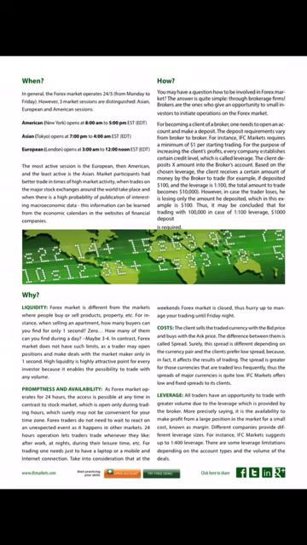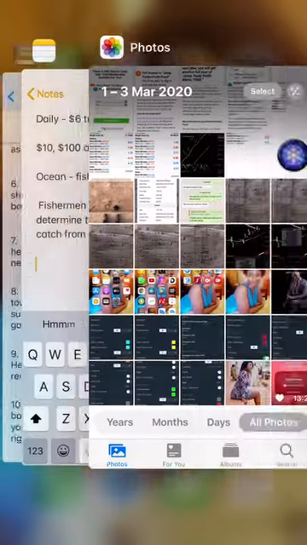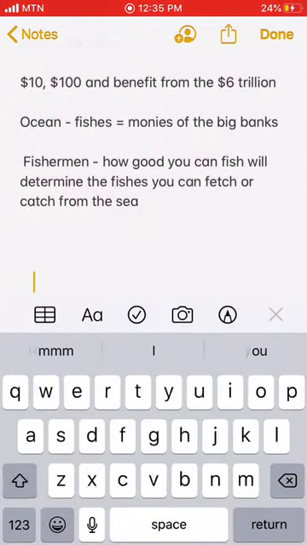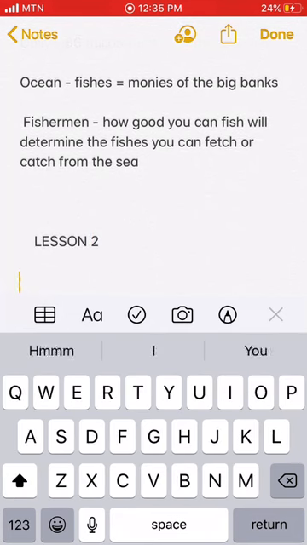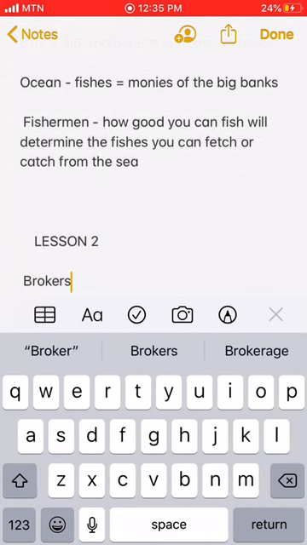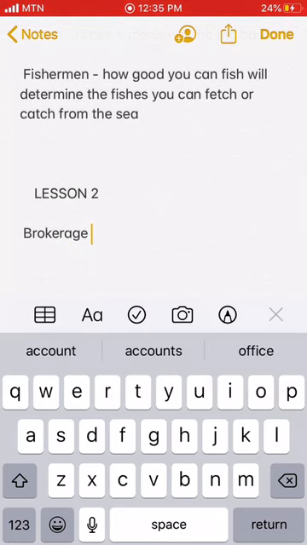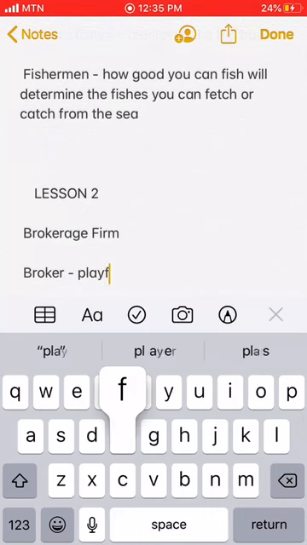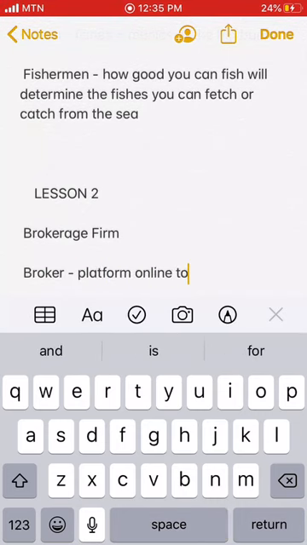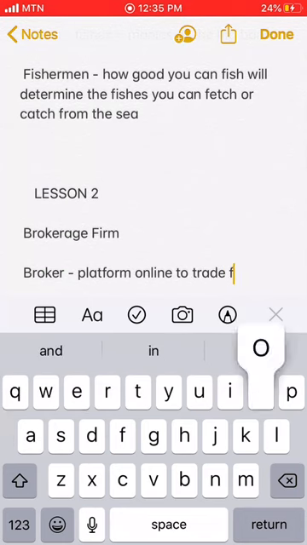We have a brokerage firm, but the company itself is called a broker. Lesson 2, brokers, okay, that's it. The firm is a brokerage firm, and the people involved are brokers. They give us the platform online to trade Forex basically. So that's how you can do it. And I know you may be wondering, like any other business, how much do I need to start? Well, it depends on the company. Each broker or company has its own terms.